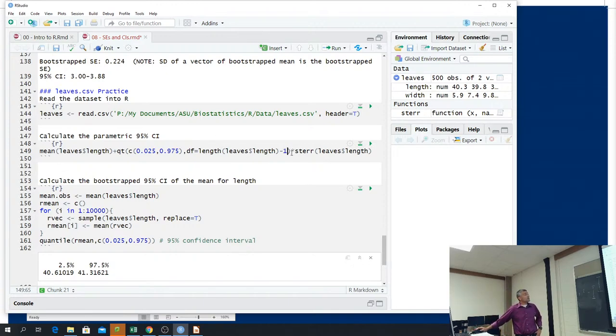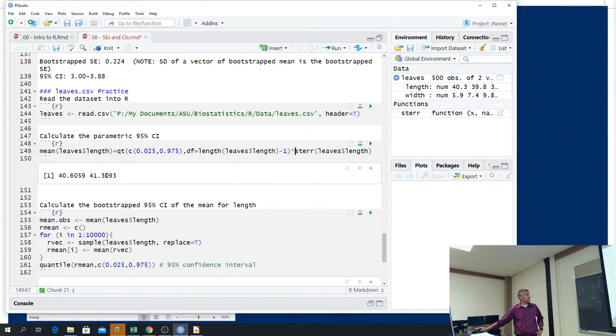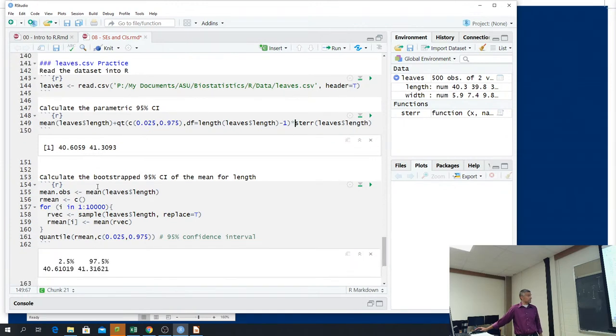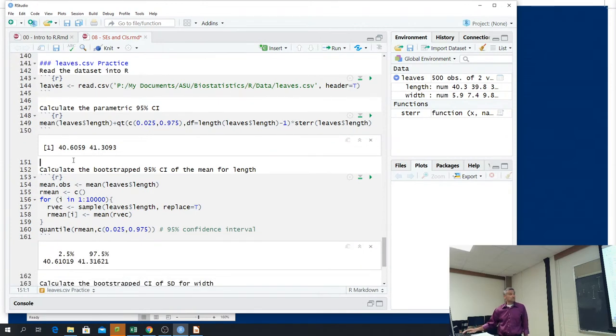And then we're going to multiply it by the standard error. Now, I already ran the standard error because that's in the chunk right at the beginning. So the function is accessible. So when I run the parametric confidence interval, that's what I get, 40.6 all the way up to 41.3. All right, so that assumes that our underlying data is normally distributed. But we don't know that, right?